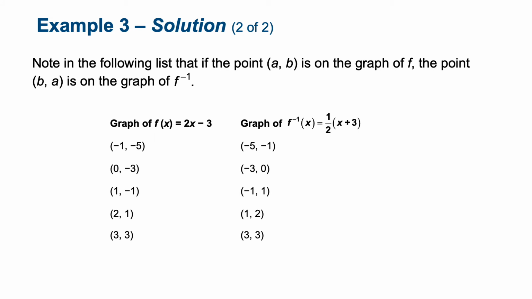Right. So if you have this list, here's the same. Here's all those points. So (-5, -1) exists on f, and then the reverse: (-5, -1) exists on f inverse. So if you have (0, -3) existing on f, (-3, 0) will exist on its inverse, and so on. You can see here where the domain and the range switch places. Basically, the domain of f becomes the range, and the range of f becomes the domain of f inverse.